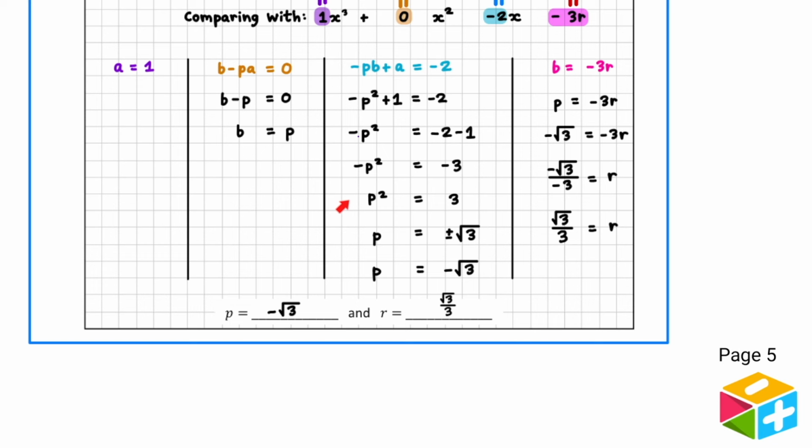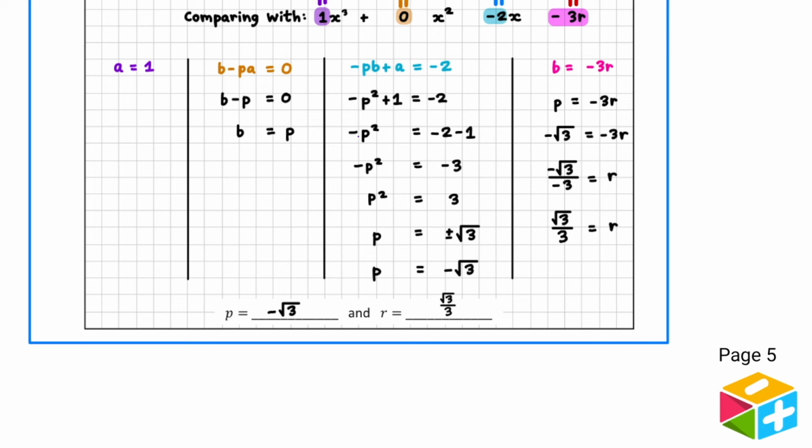We can get rid of the square by square rooting both sides, but we have to remember to put in a plus minus sign. Plus root 3 and minus root 3 both square to give you 3. Thankfully, we can rule out one of these answers immediately. The top of the question mentioned that p should be less than 0. So the only valid answer here is minus root 3.